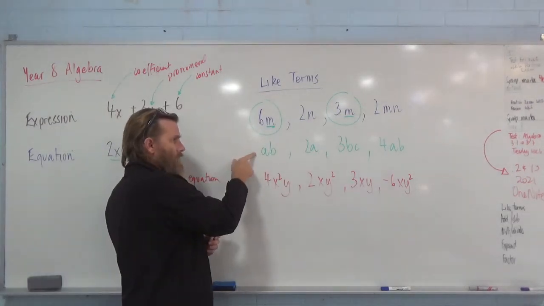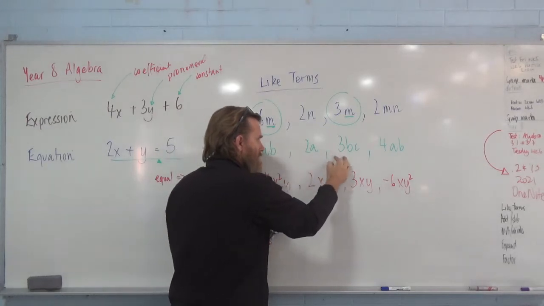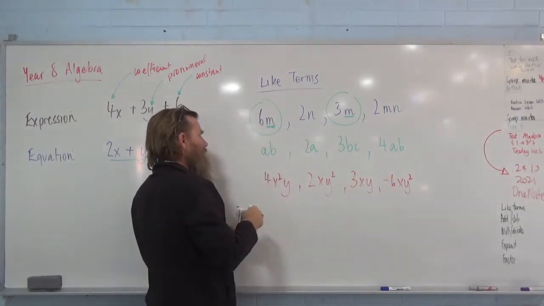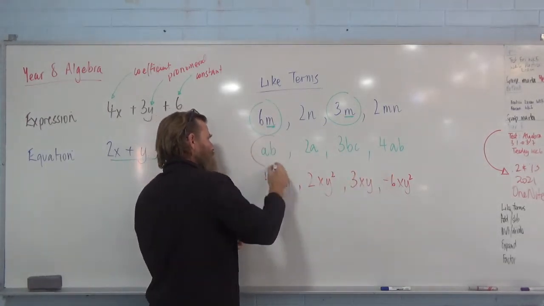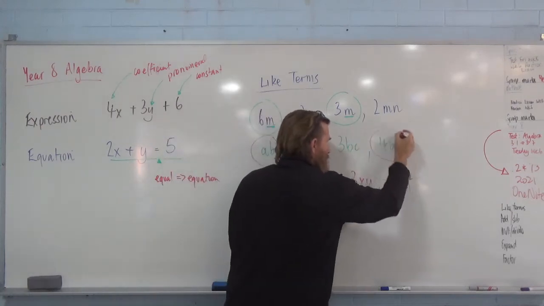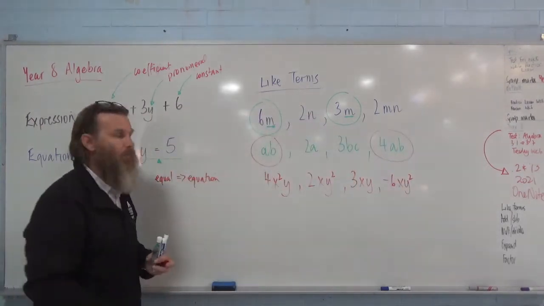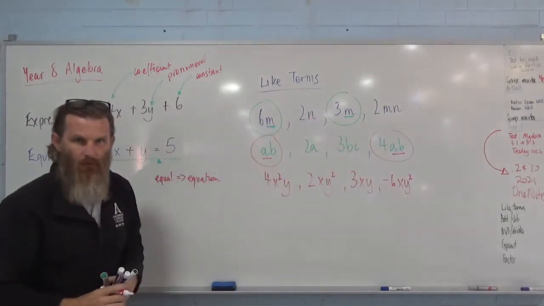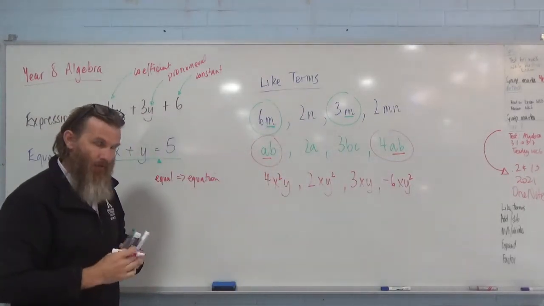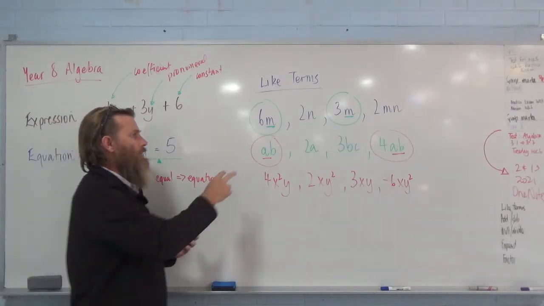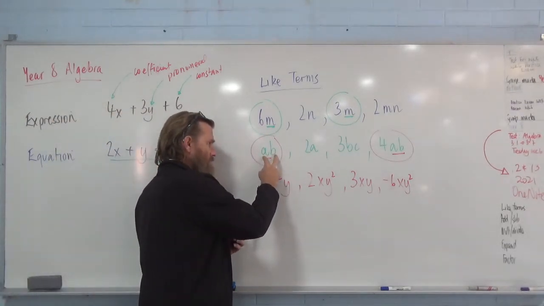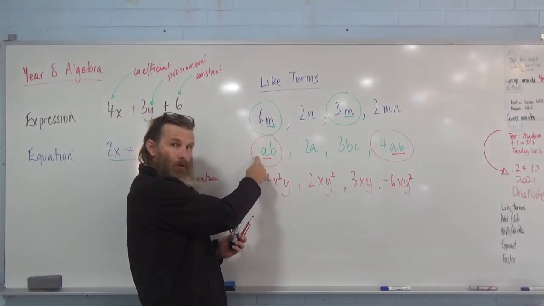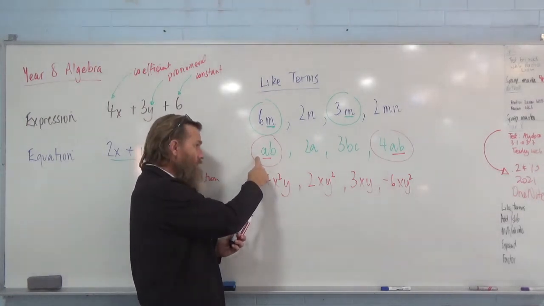Have a look at this next one. Scan through them, see if you can pick anything the same. I think that this one and this one are like terms because they have the same pronumerals. Now that brings me into another concept here that I need to brush up on. This is AB. There's no coefficient out front. That's okay.